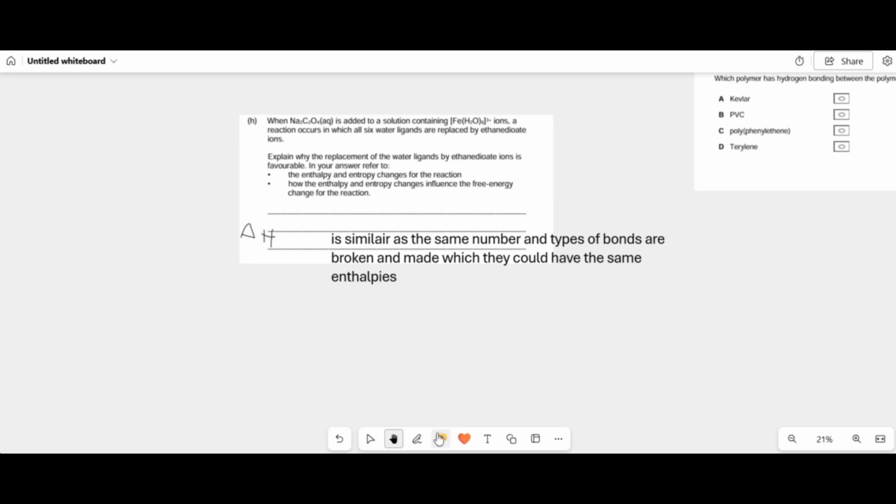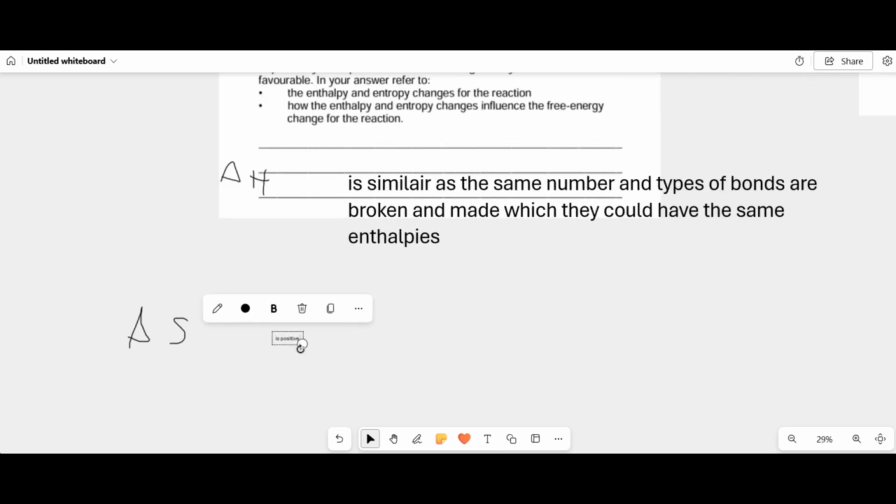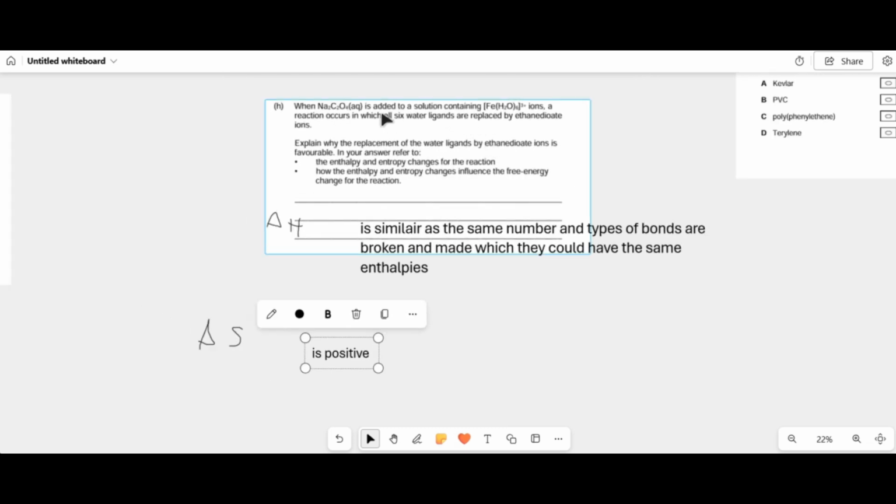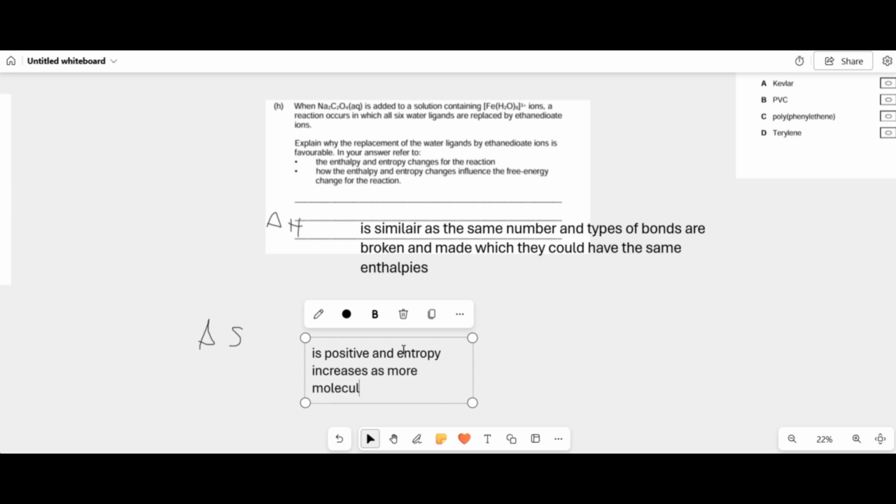So you talked about delta H, and now I was talking about entropy, so delta S is positive because there's going to be an increase of entropy. You're adding this, so it's more atoms. You see how many atoms there are, you're adding that and replacing it with that. So that's going to be more atoms, therefore more disorder, which means more entropy, so it's positive. And entropy increases as more molecules are in solution.